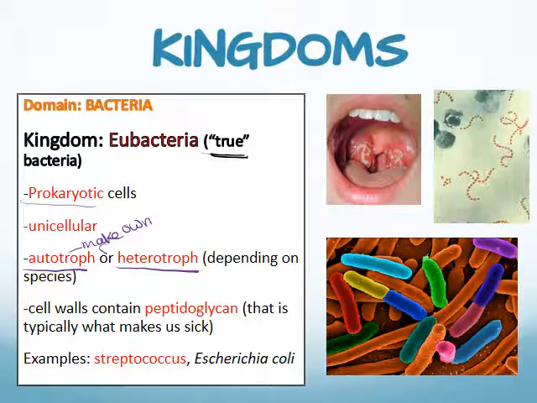Who would make its own food? That would be like plants, or in this instance, these bacteria. Okay, so that means they have to have certain organelles that will allow them to make their own food, or heterotrophs, and they cannot make their own food.